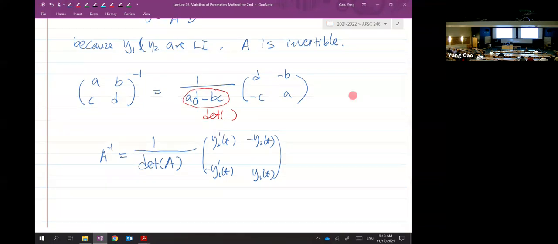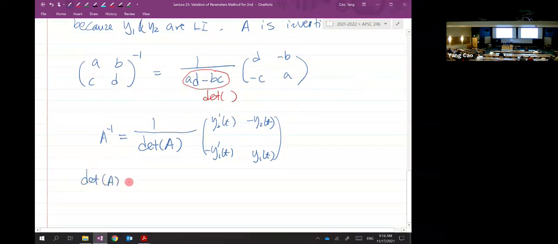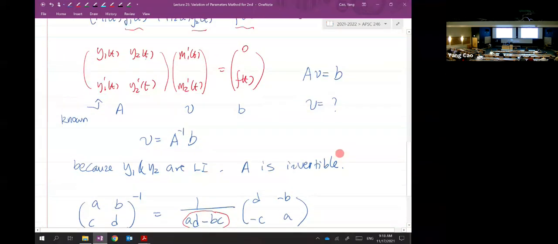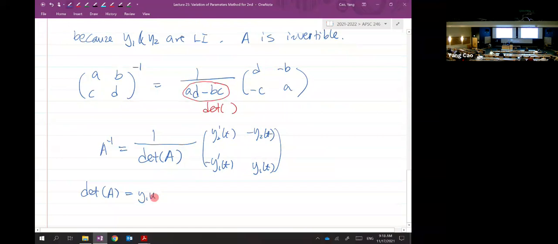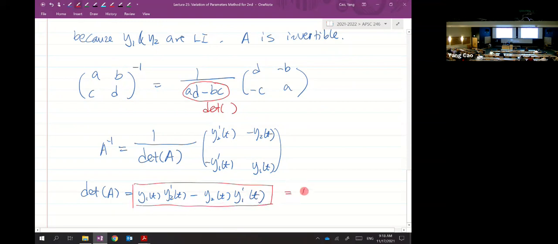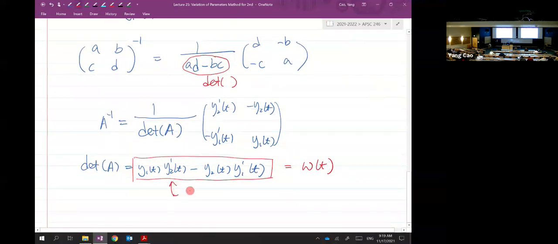Then you can also calculate the determinant of this matrix A. That's y1 times y2 prime minus y2 times y1 prime. I'm going to call this term by a symbol, W of t. We also have a name for this: it's called the Wronski, the Wronski matrix determinant, W of t.